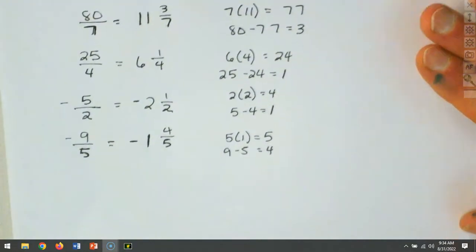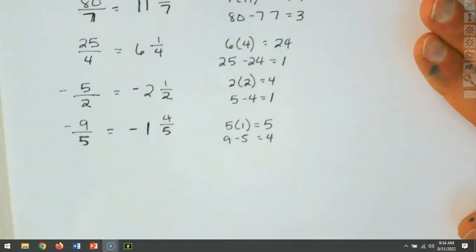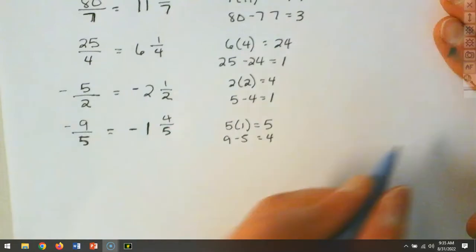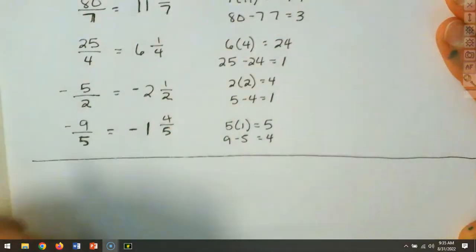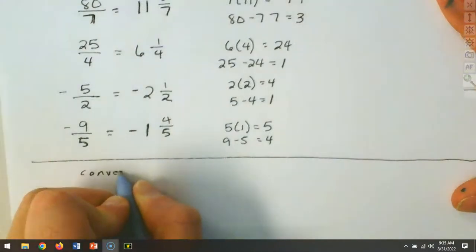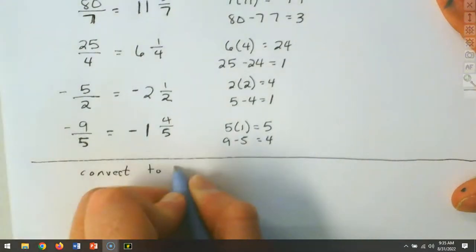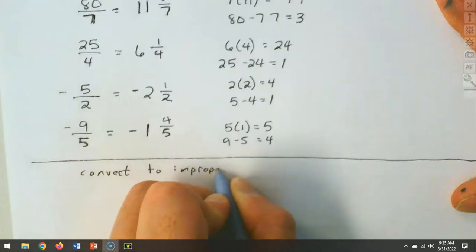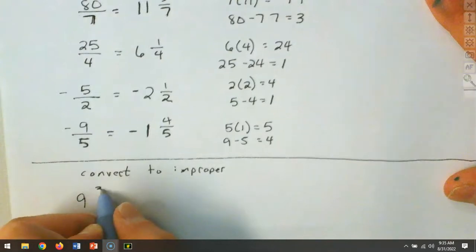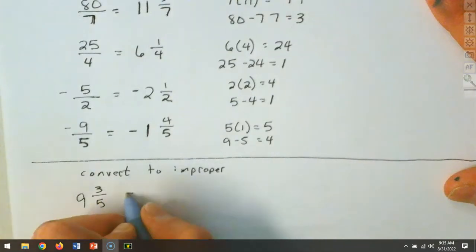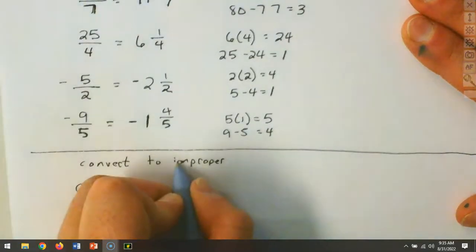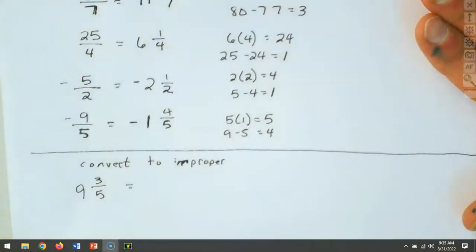Now let's go the other way. Let's convert a mixed fraction to an improper fraction, because we're going to have to do that in the next section. When you multiply, you have to convert them the other way. How would I convert this one to an improper fraction? And an improper fraction is what we normally work with.